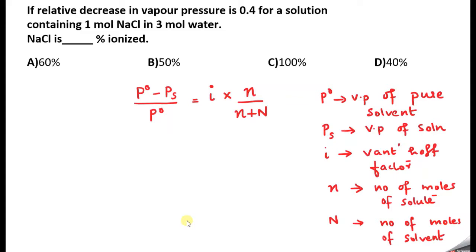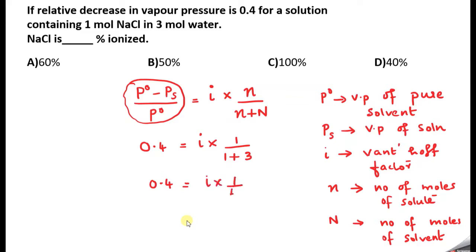So it's ionized means it can be association or dissociation. In this case it is dissociation because sodium chloride will dissociate. Now the relative lowering of vapor pressure is given in the question as 0.4. We don't know i, and the number of moles of the solute is given as 1 and of the solvent as 3. So we can calculate i. So 0.4 is equal to i into 1 by 4, so i is equal to 4 into 0.4, which is 1.6.